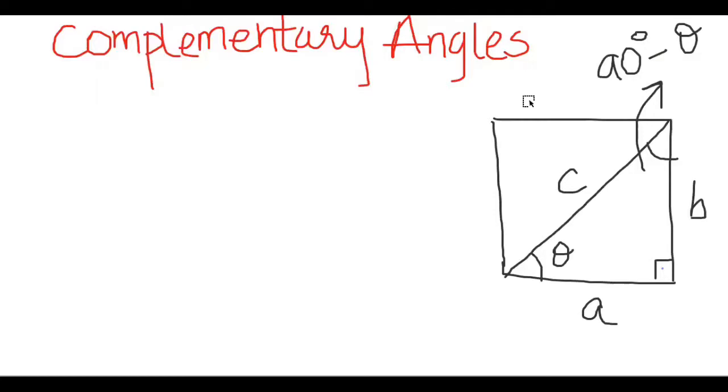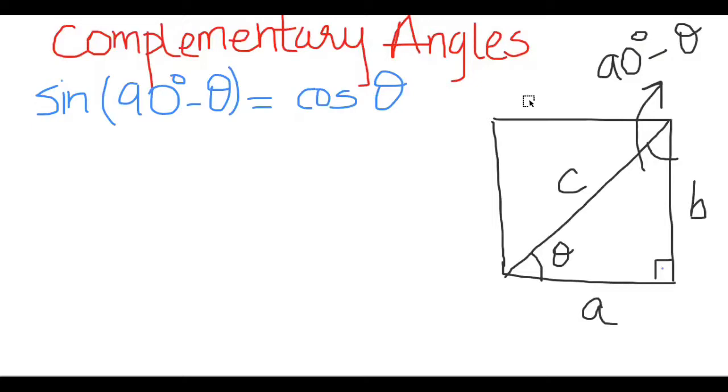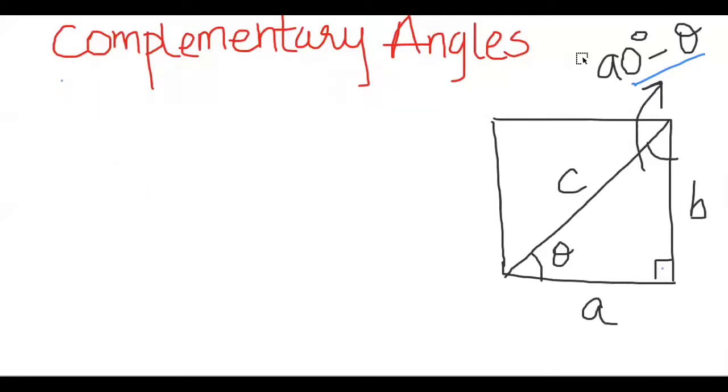Now the first identity that we have: sine of 90 degrees minus theta will be equal to cos theta. In order to prove this identity, let's take a look. If we want to find the sine of 90 degrees minus theta, we are going to take A over C, because that's the opposite upon hypotenuse. And if we want to take cos theta, then it will again be adjacent upon hypotenuse, which will be A over C, and thus it tells us that in a right angle triangle, sine 90 minus theta will be equal to cos theta.